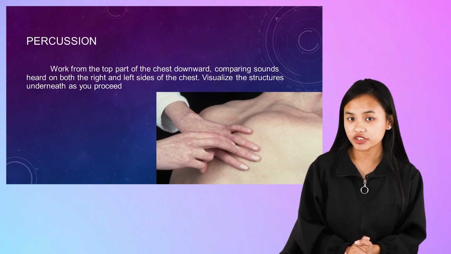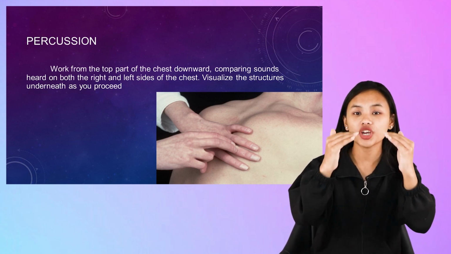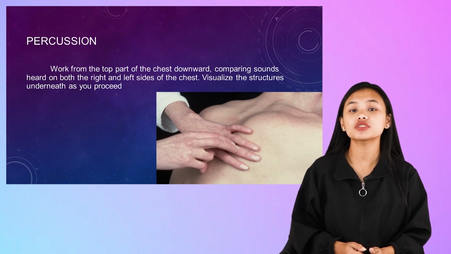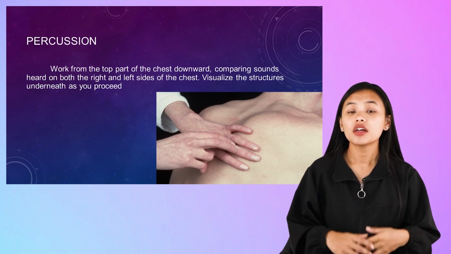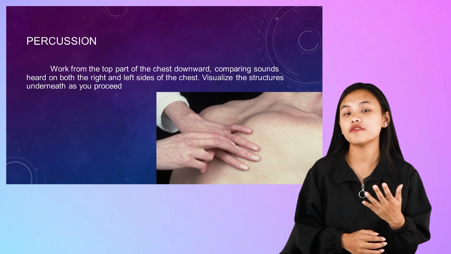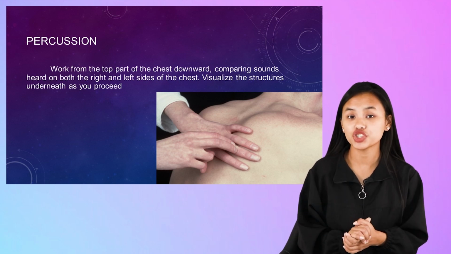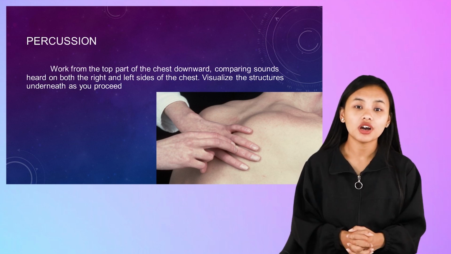Whenever you perform this percussion, make sure that you work from the top of the chest downwards. That means you must go from up to down. While you are doing this, compare the sound heard on the left as well as on the right side of the chest. And as you proceed, also visualize the structure underneath.